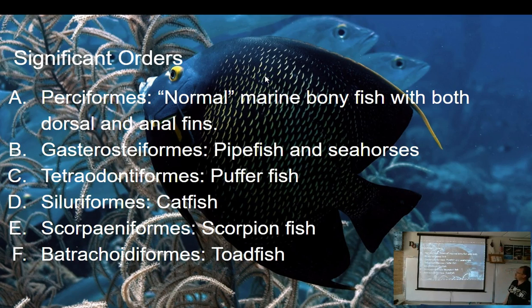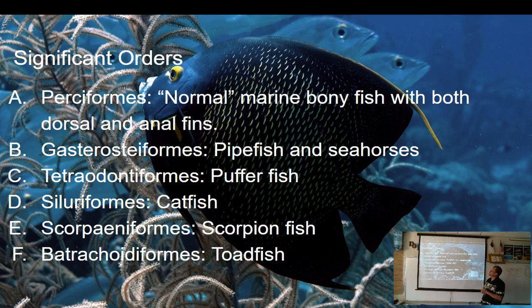So let's get through these orders. There are 8 orders that I will take you through. There are many, many, many more than that, but these are the 8 that I picked. Perciformes, Percy, not Percy Jackson. This is not a demigod. Sorry, we don't believe in those anyway.